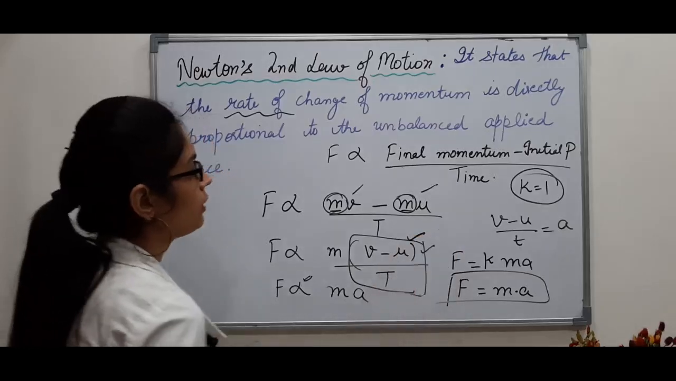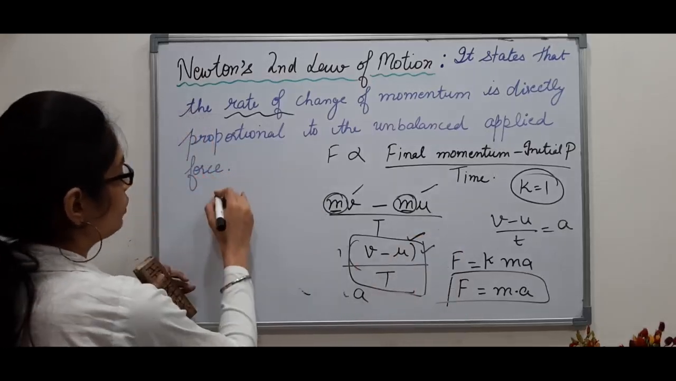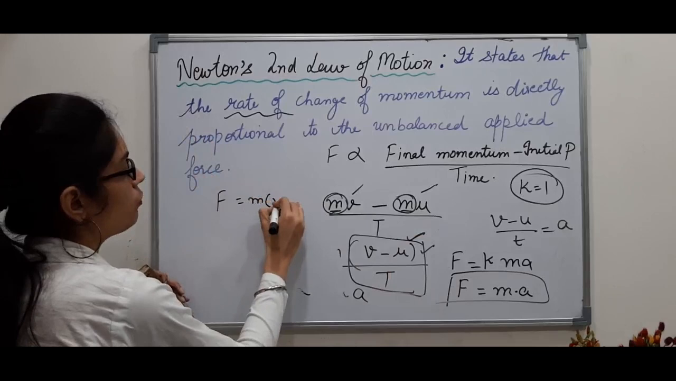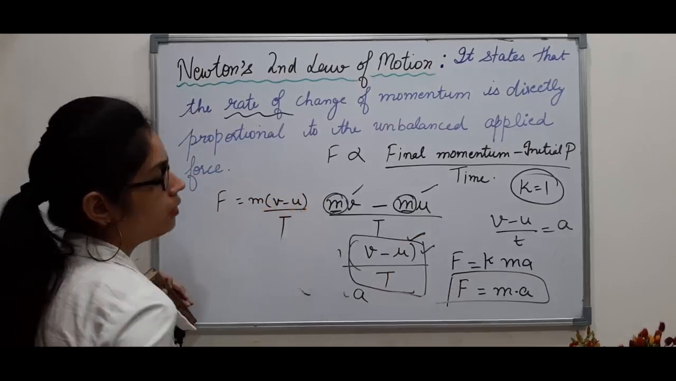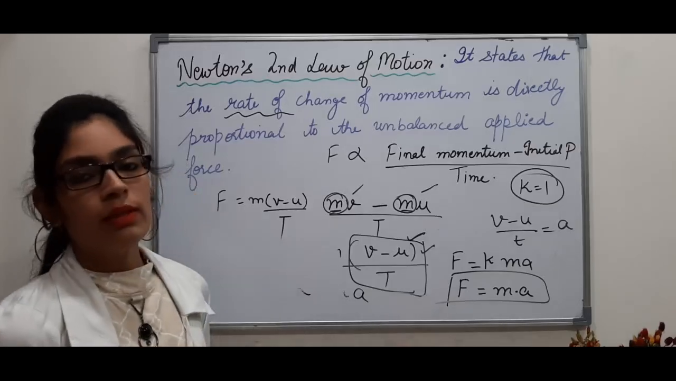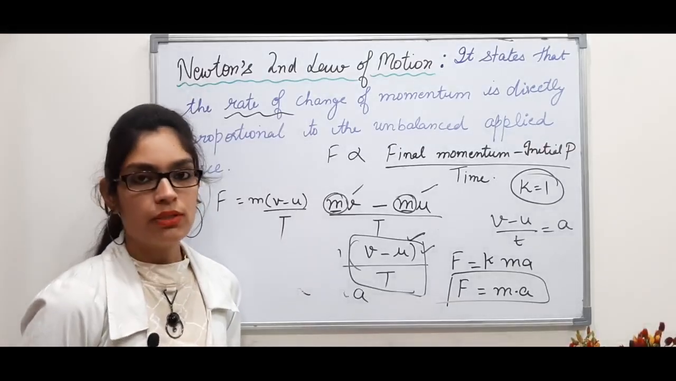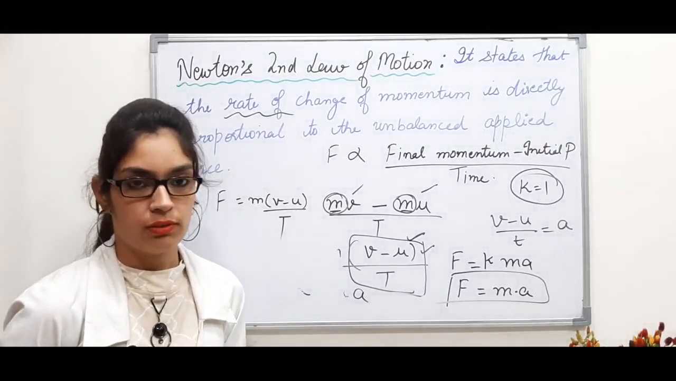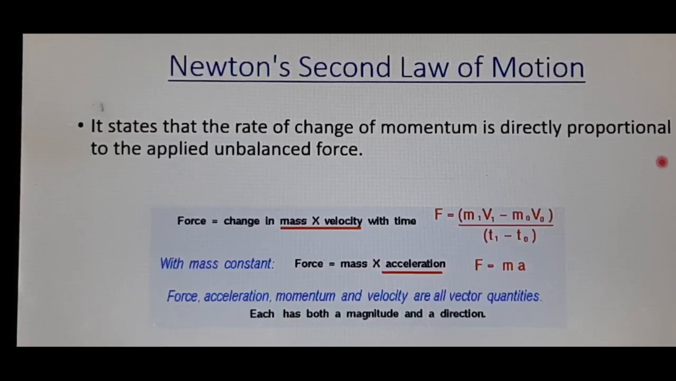This formula also you can use, that force is equal to mass into v minus u upon t, and this also we can use. Now let's discuss a few applications of Newton's second law of motion. We have already understood Newton's second law of motion, and it is giving us the formula of force. Force is equal to mass into acceleration. Also it is giving us this formula if we express force in terms of momentum.